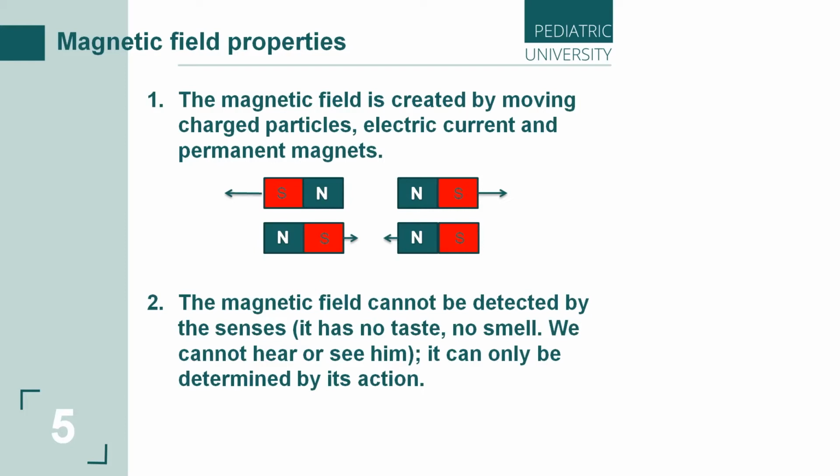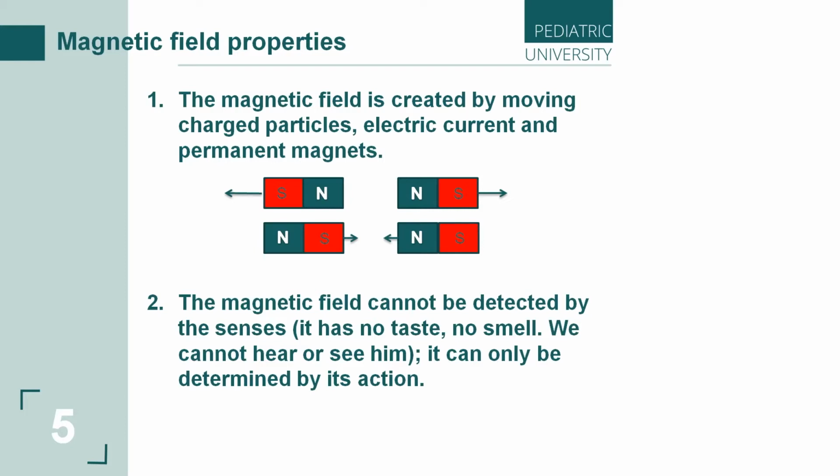Like an electric field, a magnetic field can't be detected with our sense organs. The magnetic field has no taste, has no smell. We don't see or hear it. We don't eat it. It can only be determined by its action.